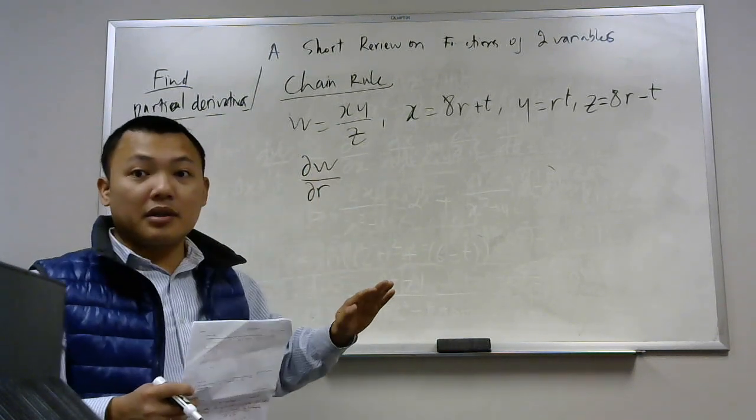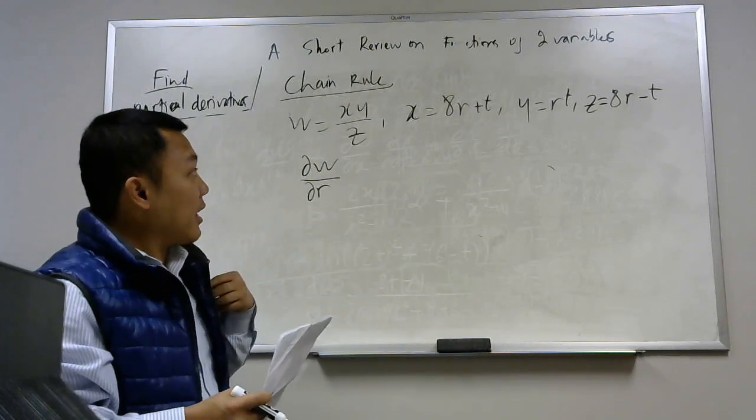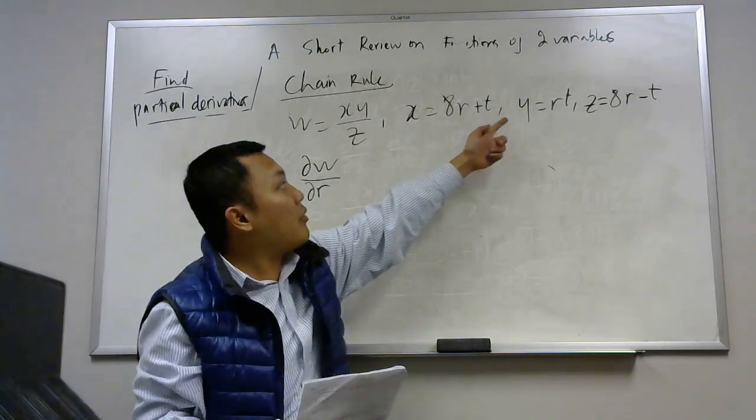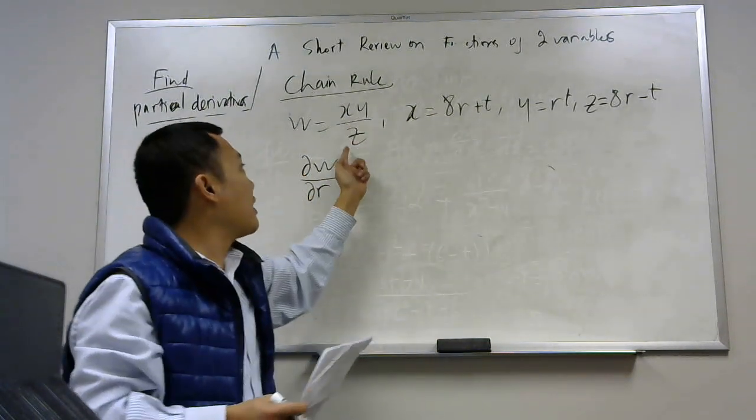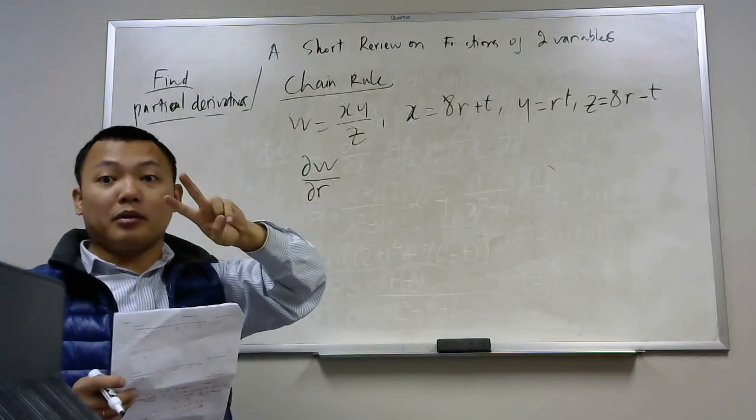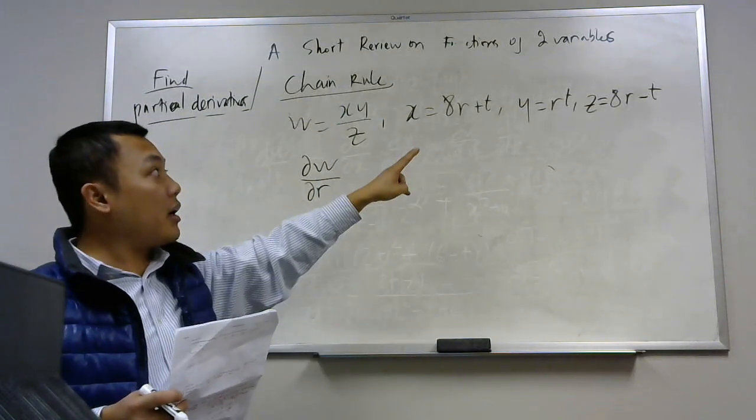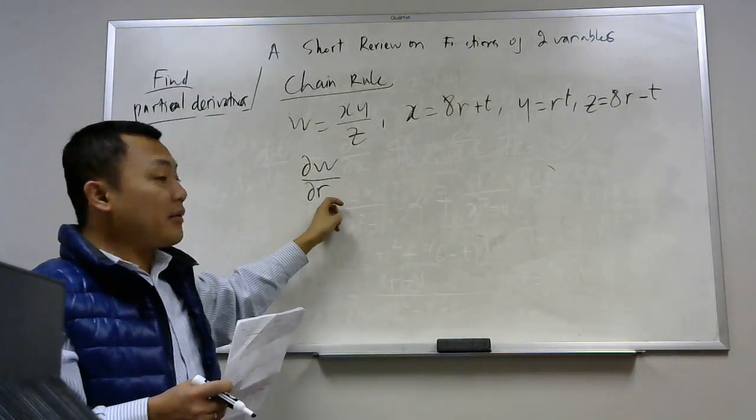Now we need to use the chain rule. Of course, again, you can plug x, y, and z into this, and you get a function of two variables with respect to r and t, and then you take the partial derivative.